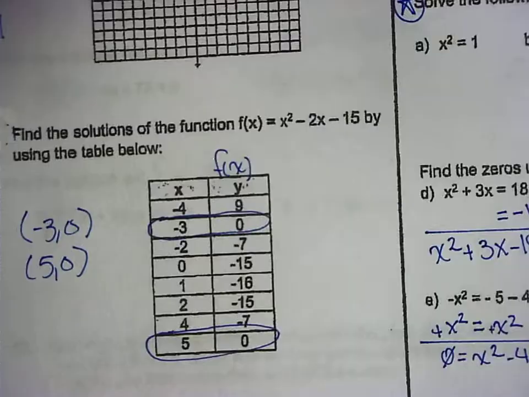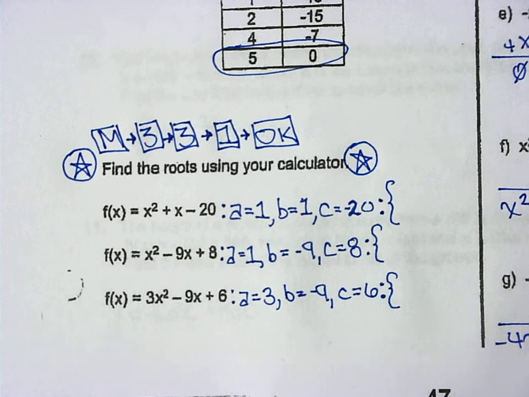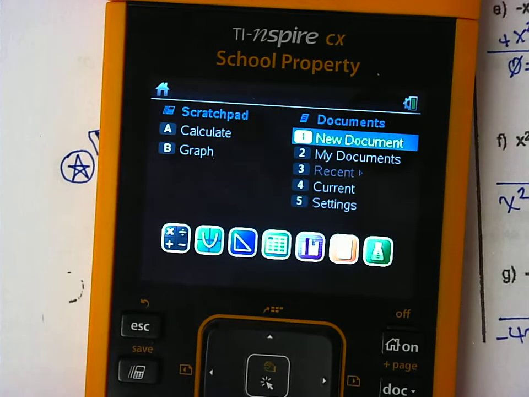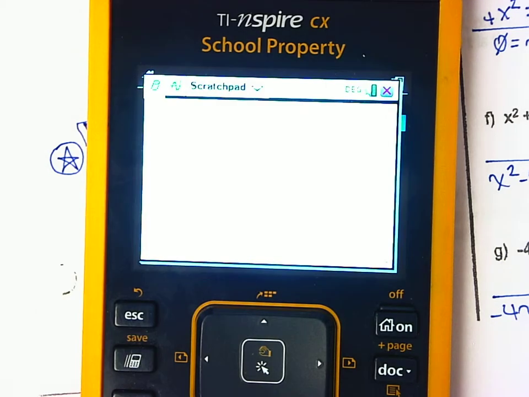Now here is the crux of today's lesson, the calculator part, the part that you guys have probably been waiting for to learn how to do, if you don't know how to do it already. So it says find the roots using your calculator. So for today's lesson, I'm going to go ahead and get our Inspire. Now I do most of my work through Scratchpad, which is when you press this button on the left-hand side. That's like a little calculator. So I'll go ahead and press it once, and then here I get a blank screen for calculations.